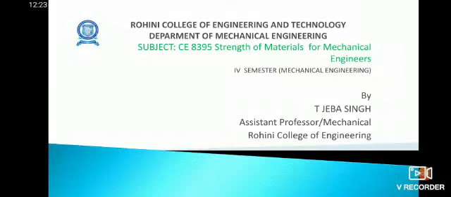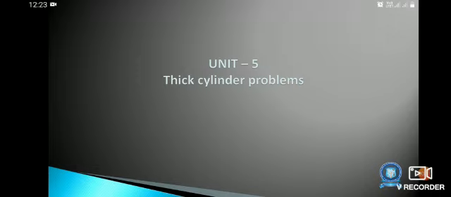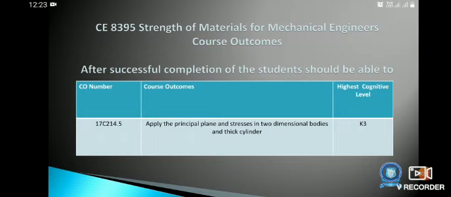Now we have discussed the subject C8395 Strength of Materials for Mechanical Engineers, Unit 5, thick cylinder problems. The course outcome of this unit: after successful completion, the student should be able to apply principal plane and stress in two-dimensional bodies and thick cylinders. The knowledge level in this unit is K3.